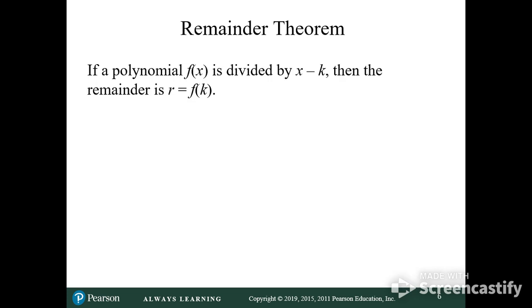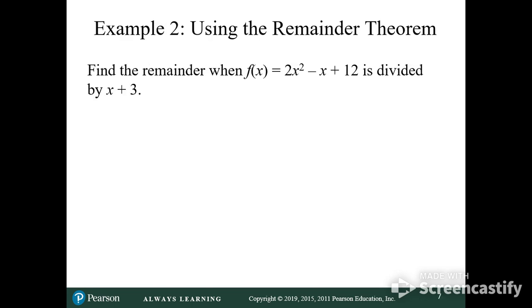The remainder theorem says, if a polynomial is divided by x minus k, then the remainder is r equals f of k. So what's the remainder for this? Well, we're going to divide them. Now, we could do polynomial long division. I don't want to, but I'm going to do it one more time so you see it one more time.